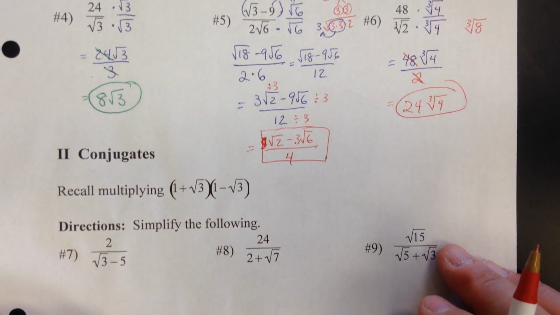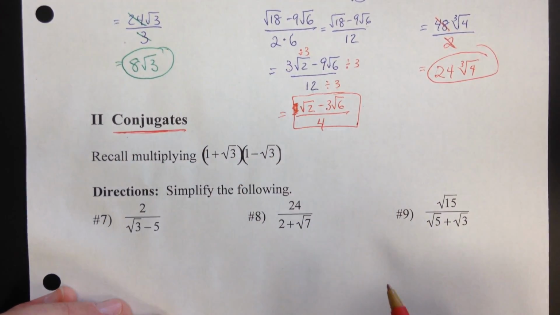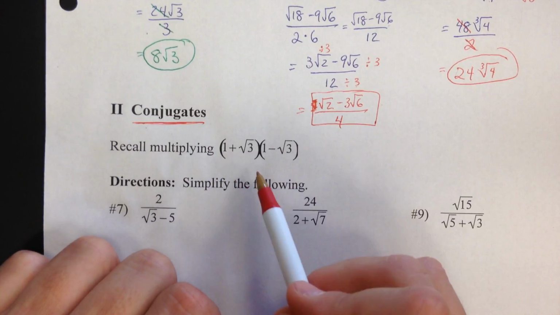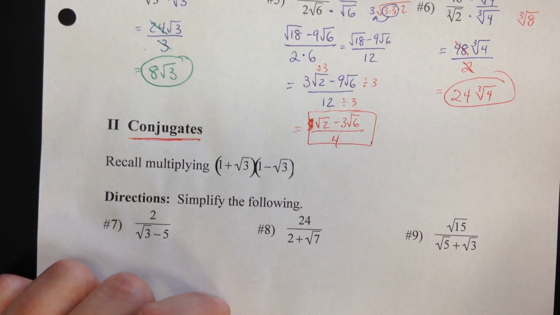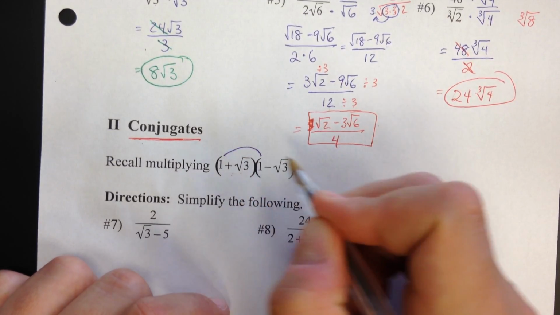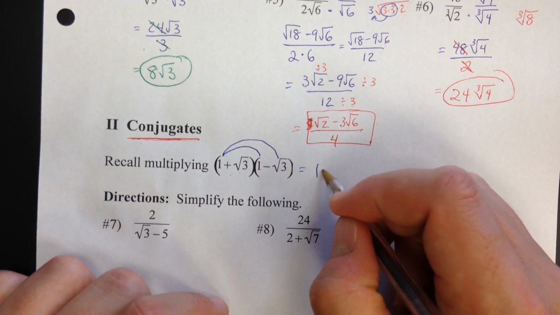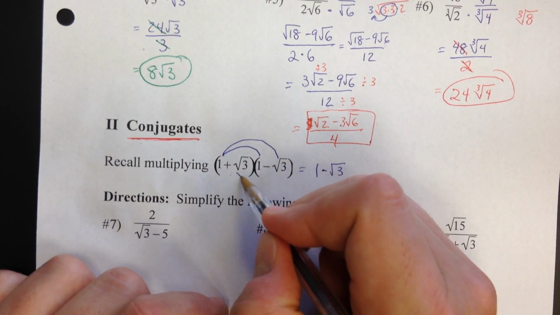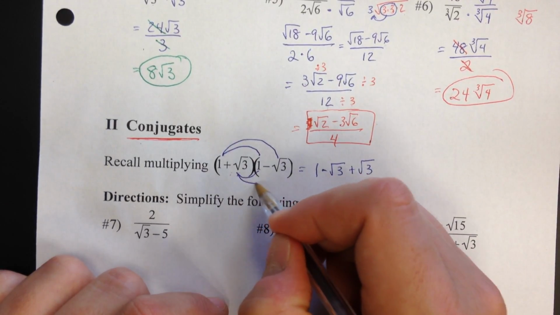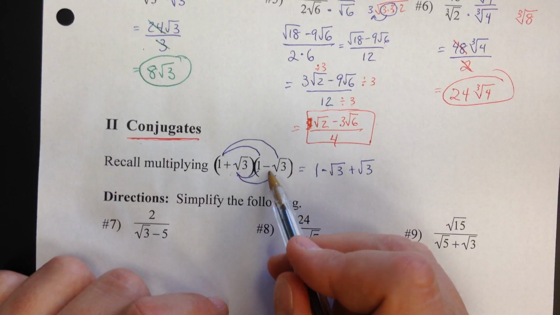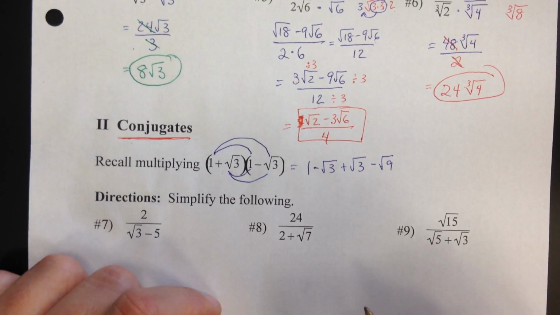All right, so now the second part of this, though, conjugates. Now we talked about conjugates the other day. Recall that when you multiply conjugates, 1 plus root 3 and 1 minus root 3, you double distribute. So 1 times 1 is 1. 1 times negative root 3 is minus root 3. Root 3 times 1 is positive root 3. And then root 3 times negative root 3. Now that's going to become minus square root of 9, which is really just minus 3.